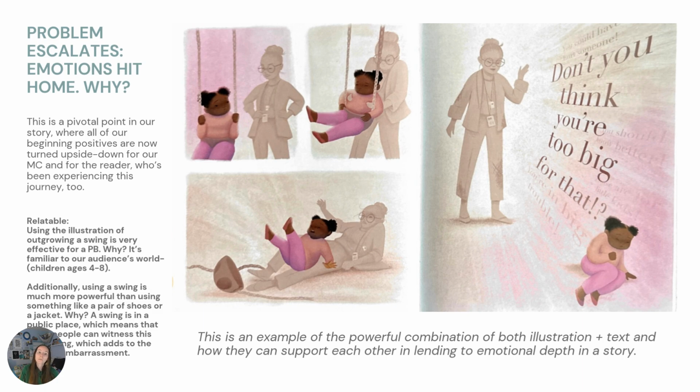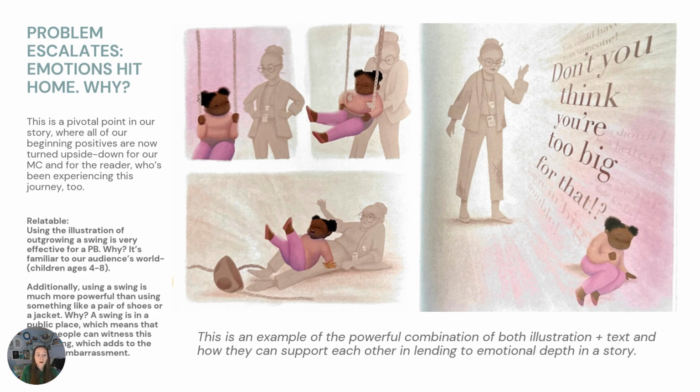Then we get to our next spread here, which is mostly just illustration. We have 4 illustrations here. You see how the swing breaks and the text, "don't you think you're too big for that?" So this is a pivotal point in our story where all of our beginning positives are now being turned upside down for our main character and for the reader who's been experiencing this journey too. This is very relatable for our reader.